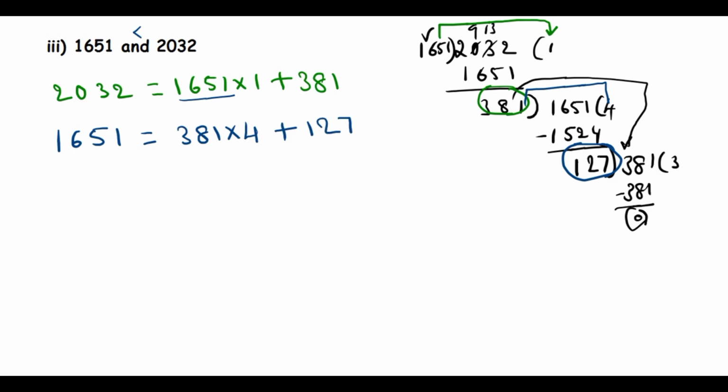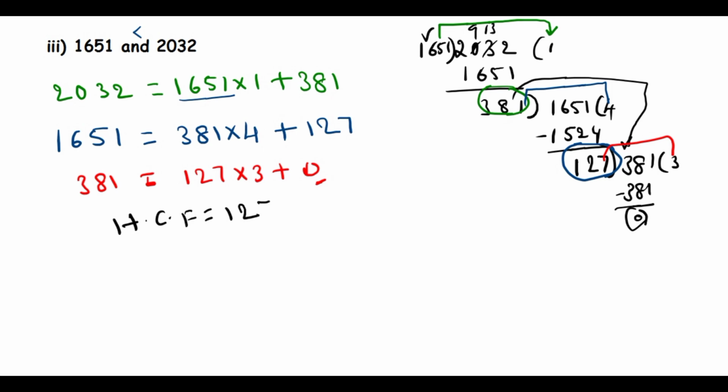In the next step we write again 381 equal to, multiply these two, 127 into 3 plus 0. Since here the remainder is 0, then the HCF we can write here. So what's the HCF? That is equal to 127. So this is the whole process to find HCF using Euclid division lemma concept.